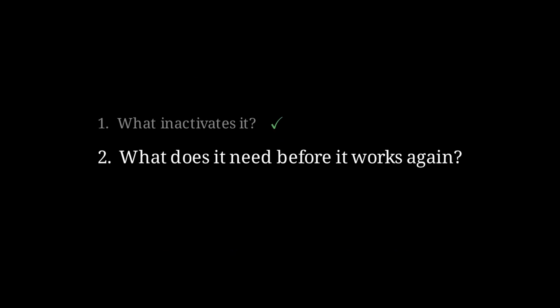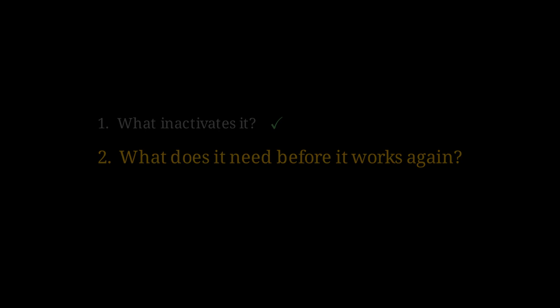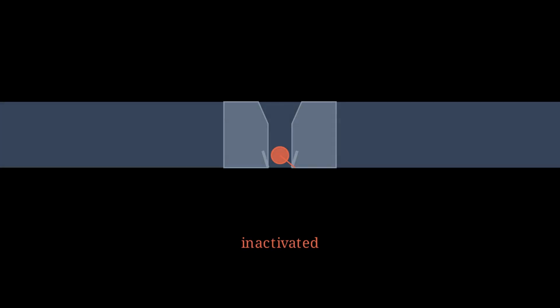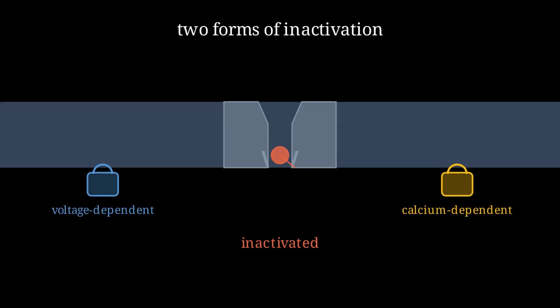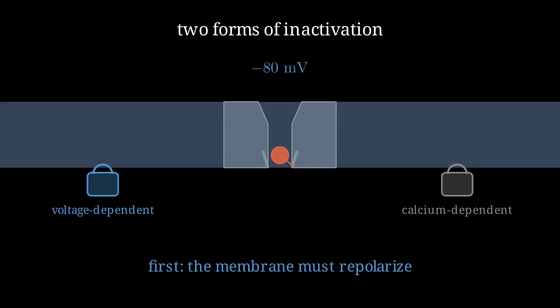Now that we understand the inactivation, we can move on to the recovery question. So what must happen before an inactivated calcium channel can open again? We know that the channel must recover from two forms of inactivation. First, the membrane must repolarize, since going negative relieves the voltage-dependent inactivation.